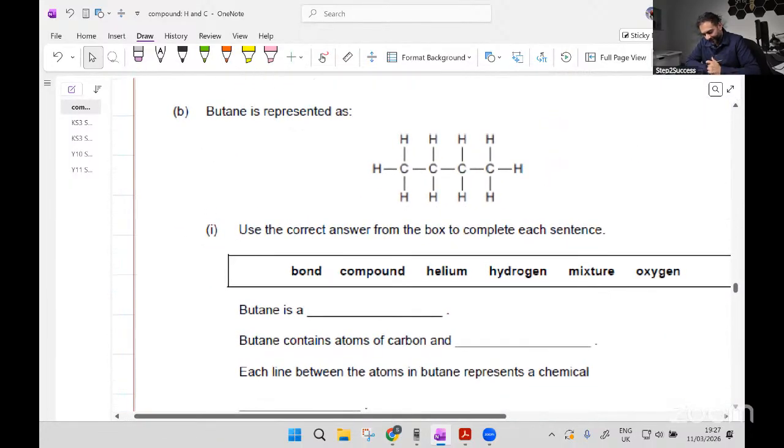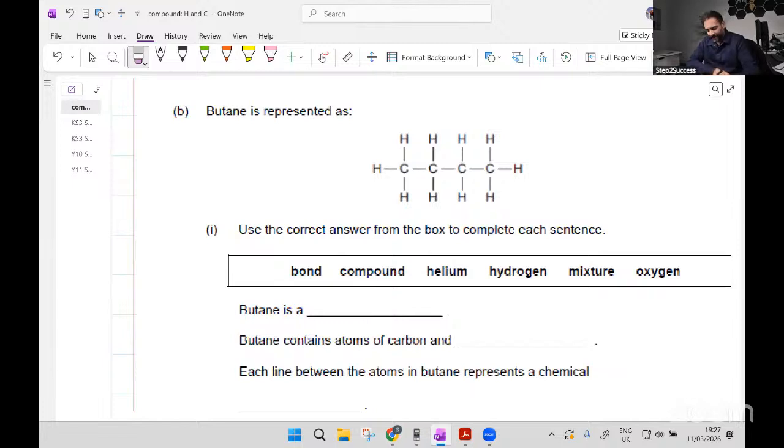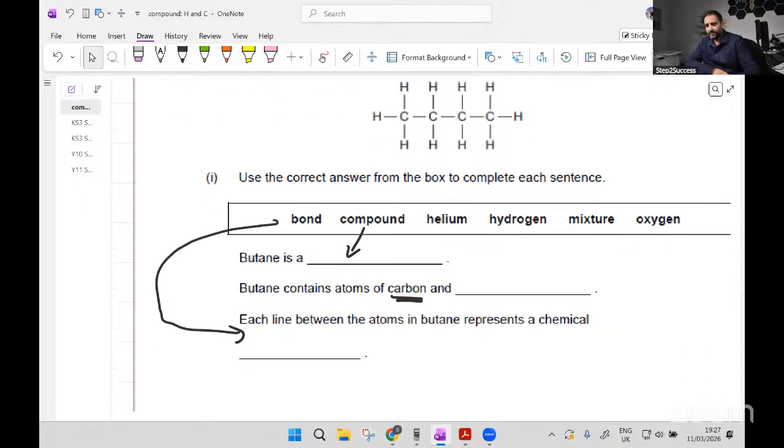Here, butane is, out of these, the only answer that makes sense is a compound. A compound is two or more things joined together. It contains carbon and, I'll let you guess because it's fairly obvious. Each line represents a chemical bond. Okay.